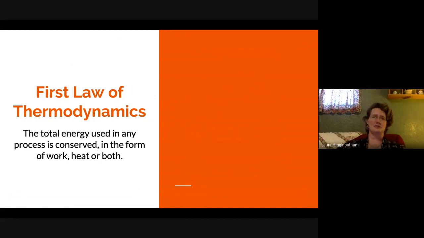All right, then we get into the first law of thermodynamics. First law of thermodynamics says that the total energy used in any process is conserved in the form of work, of heat, or both. All right, first of all, let me make this really simple. Remember the law of conservation of energy that we learned last chapter? Remember the skateboard park? Back and forth on the skateboard, start at the top of the ramp, down turns into kinetic energy, up turns into potential energy. All the first law of thermodynamics does is expand on that idea of law of conservation of energy.